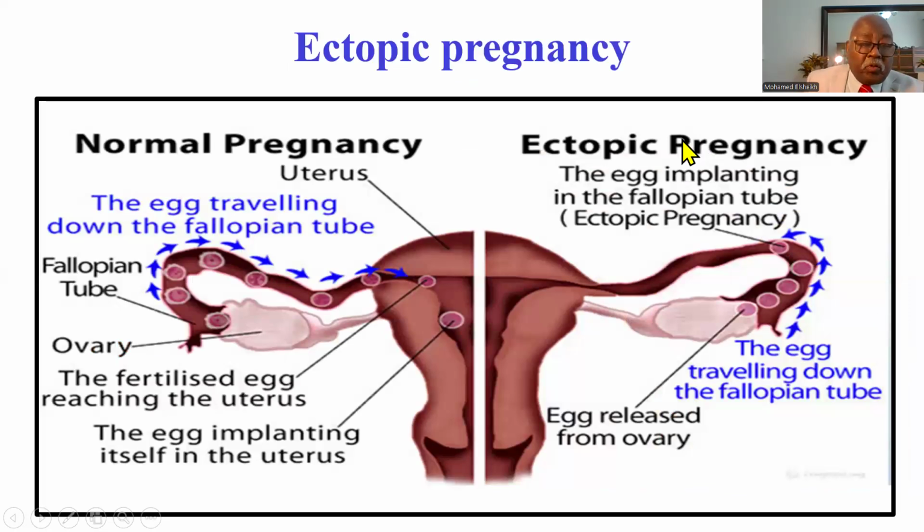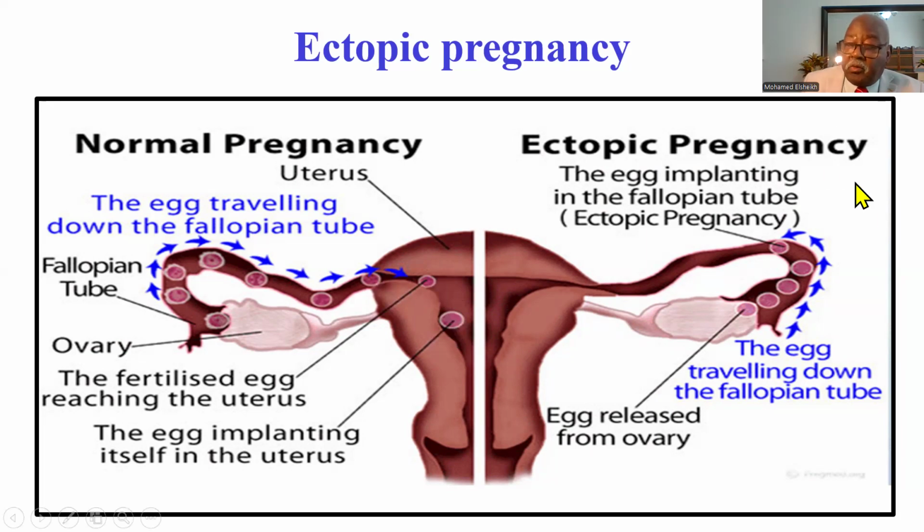This is the normal procedure whereby the ovum released here is captured by the fimbrial end of the fallopian tube, travels through the fallopian tube, becomes fertilized within the fallopian tube, moves, and then eventually is implanted in the uterine cavity. This is a normal thing. Fertilization takes place in the tubes. The fertilized ovum reaches the uterus and becomes implanted here. That is the normal pregnancy.